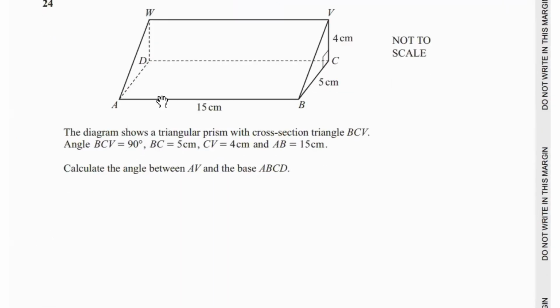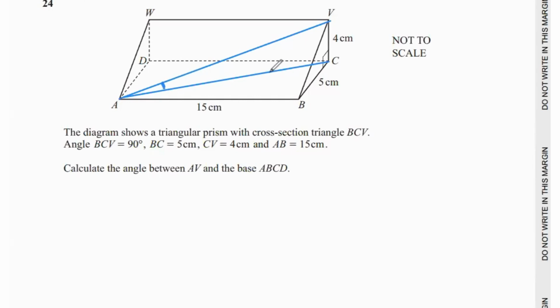Question 24 says the diagram shows a triangular prism with cross-section triangle BCV. Angle BCV equals 90, BC is 5, CV is 4, and AB is 15. Calculate the angle between AV and the base ABCD. So basically, they're asking us to calculate this angle over here.